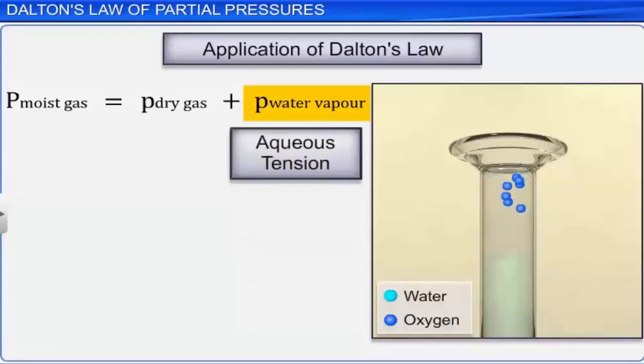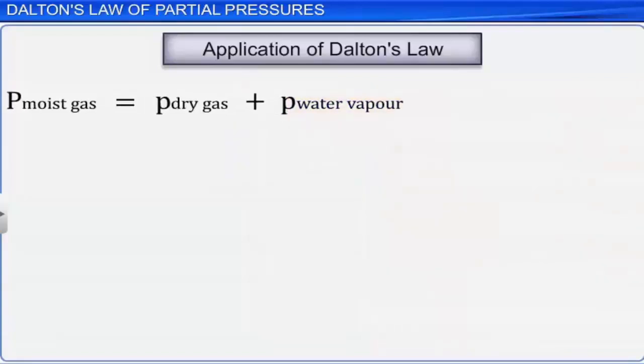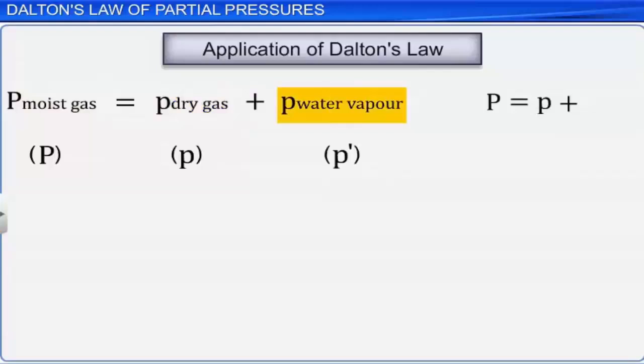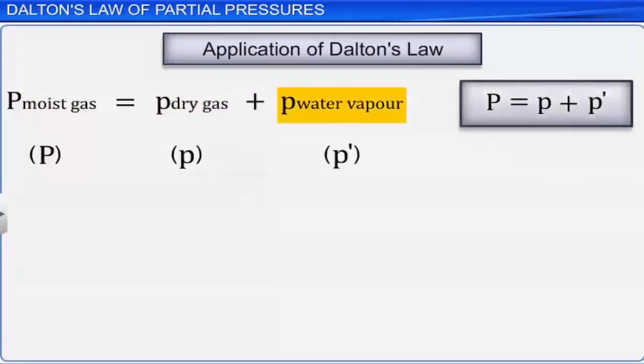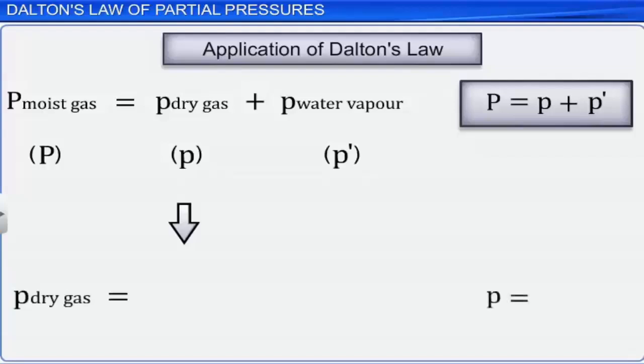If the pressure of dry gas and the moist gas are represented as P and P, and the partial pressure due to water vapor, commonly called aqueous tension, can be expressed as P dash, then by Dalton's law of partial pressures, the total pressure exerted by a moist gas, that is, P is equal to the partial pressure of the dry gas, P, plus partial pressure of the water vapor, P dash. By rewriting the equation, we get the partial pressure of dry gas P is equal to total pressure of moist gas P minus aqueous tension P dash.